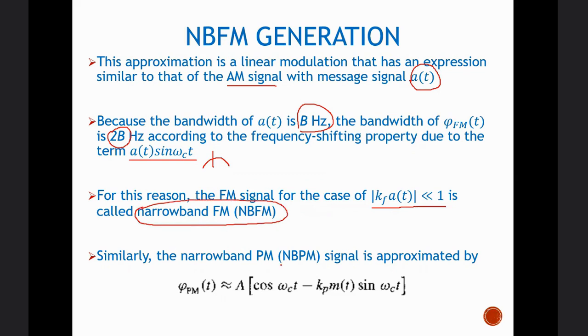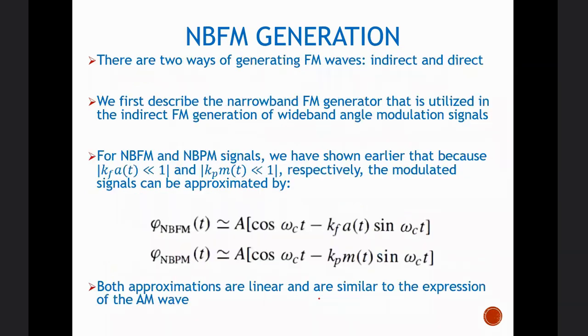We can have a narrowband PM signal as well, where instead of kf a(t), we have kp m(t). So we know that in a phase modulated signal, the phase is directly dependent upon m(t). In case of FM, the phase is directly dependent upon the integral of m(t). So this is the difference.